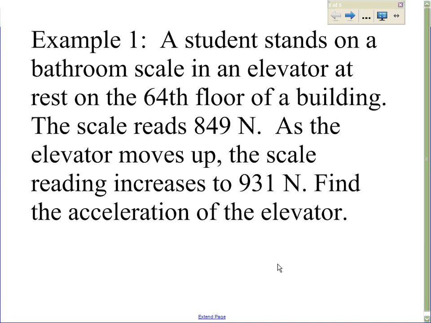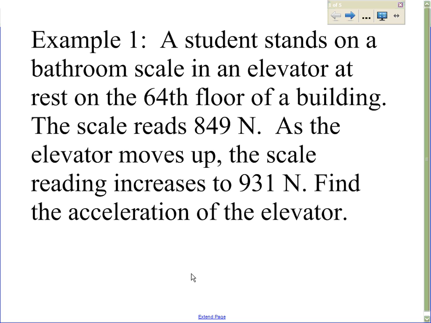Okay, I'd like to go through some example problems from WebAssign. Our first one that I chose: a student stands on a bathroom scale in an elevator at rest on the 64th floor of a building. The scale reads 849 newtons. As the elevator moves up, the scale reading increases to 931 newtons. Find the acceleration of the elevator.